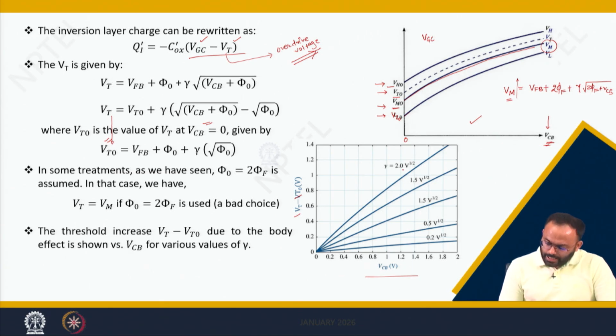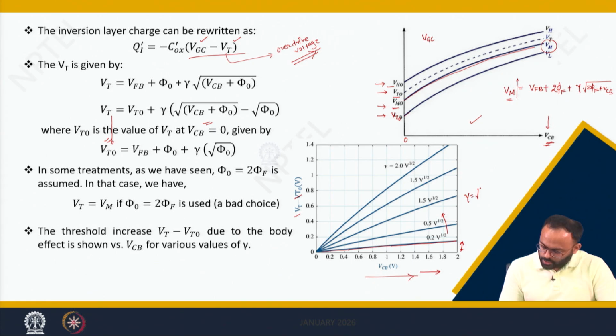If we simply analyze this graph, it says that when you increase VCB, the level of inversion at your surface decreases, and hence you need to apply more gate voltage to increase the level of inversion, which means the threshold voltage will increase. So, the threshold voltage is increasing when you increase VCB towards this direction. But this is the influence of gamma, as we have already discussed.